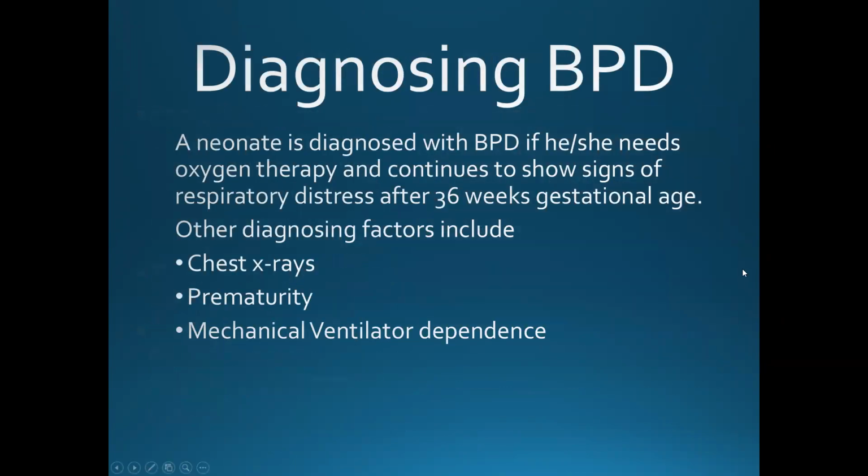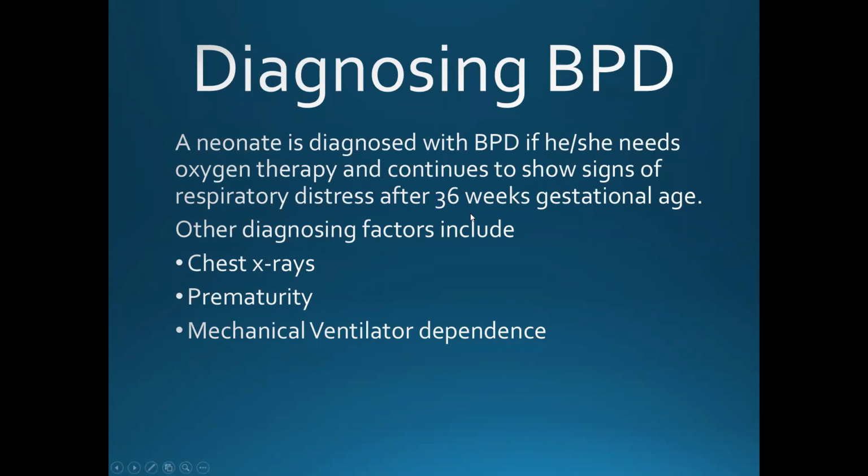All right, so how is BPD diagnosed? At what point do we say, yes, they have BPD? Well, if they need oxygen therapy and continue to show signs of respiratory distress after 36 weeks of their gestational age. So they'll get weaned off the ventilator, but if they still require oxygen to maintain a decent O2 saturation, we come to the conclusion that they have BPD.